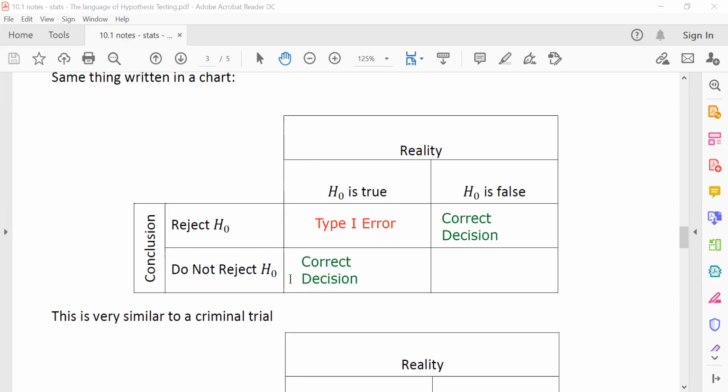Finally, if we fail to reject H naught, we don't reject it, and actually H naught is false. If it's false, we should have rejected it. So if we're not rejecting it, we've made an error. In fact, we're making something called a type 2 error.